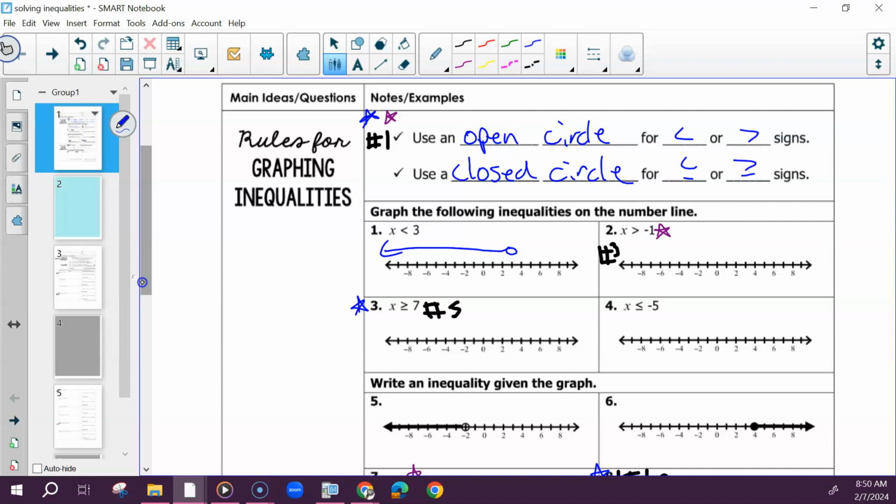Okay. For number 3, at 7, would that be open or closed? Closed. Closed. Going to the left or to the right?